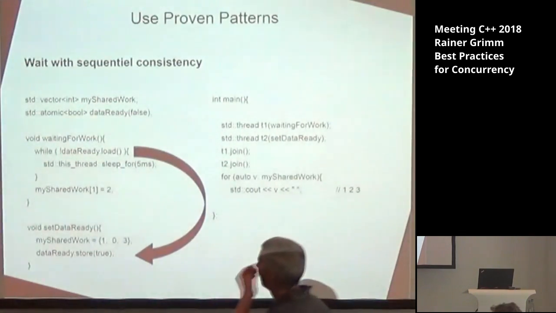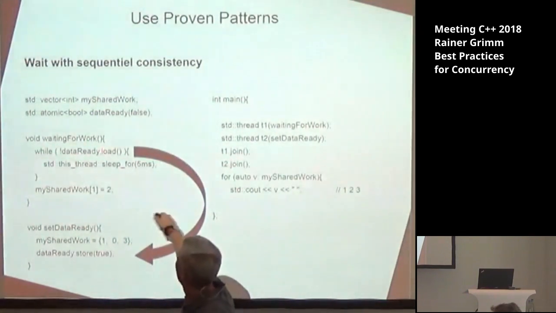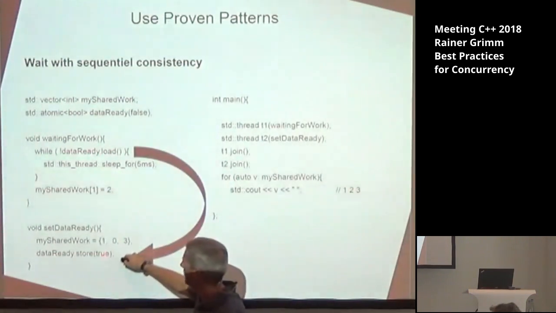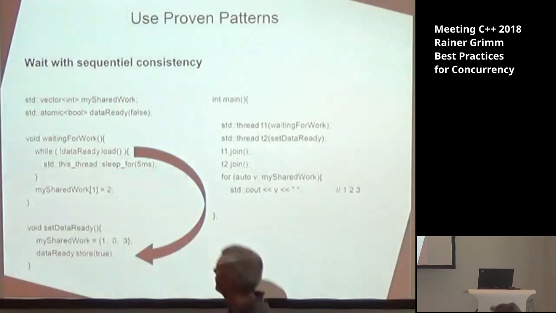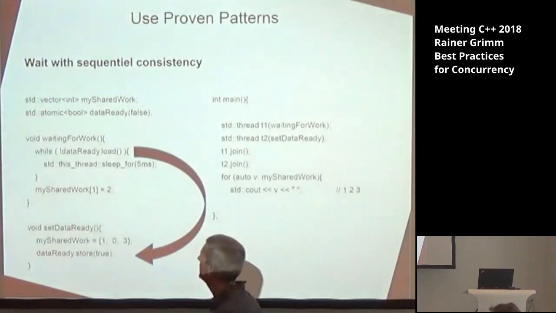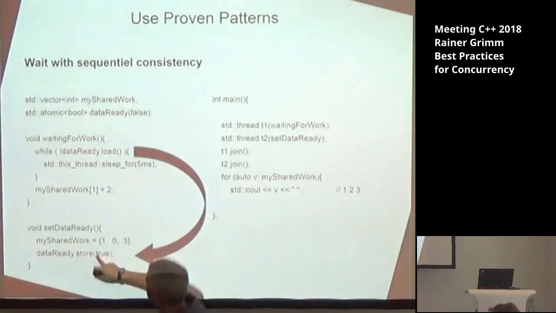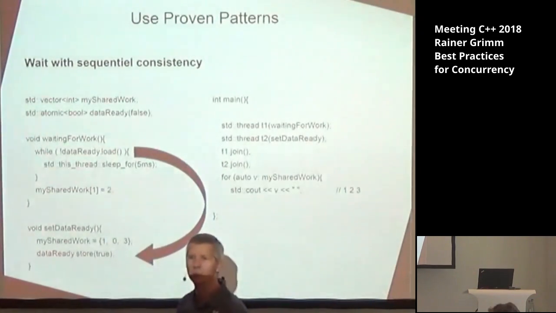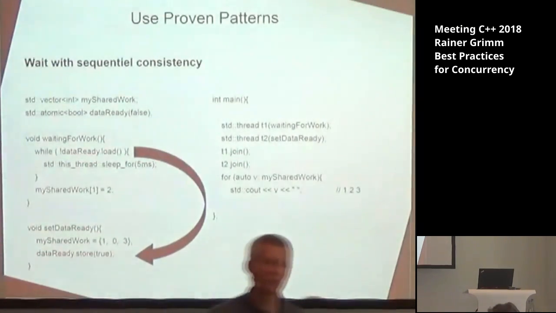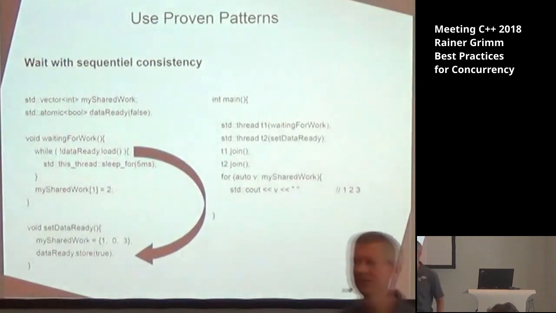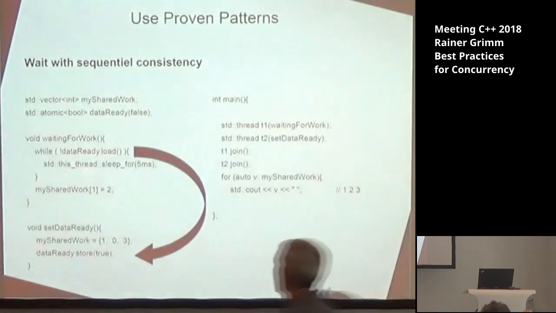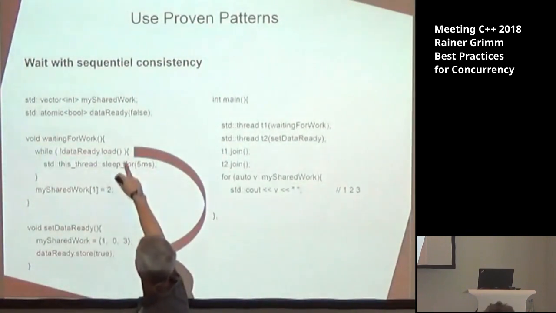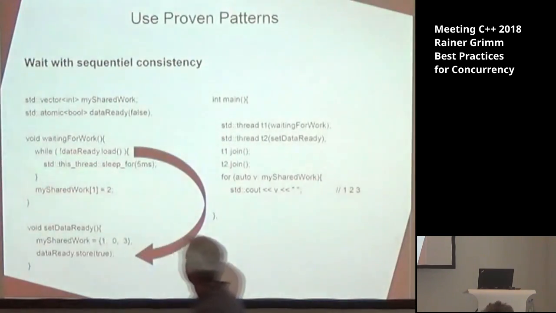That means this load waits on this true and establishes the additional guarantee that all what happened here before is afterwards here visible. That's fine. Therefore, I have synchronization. So I use atomic with sequential consistency to synchronize non-atomics. Okay, you see? Okay, that's fine.